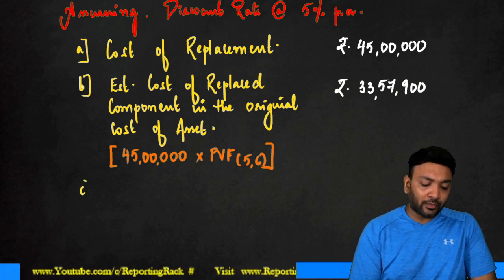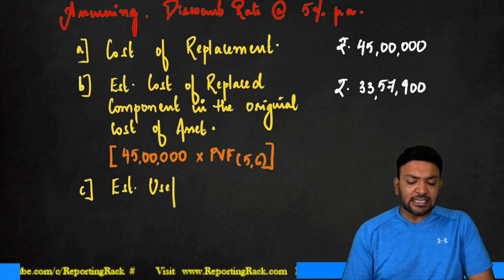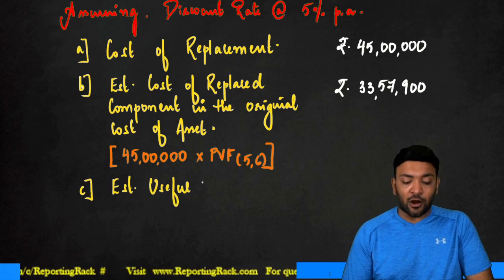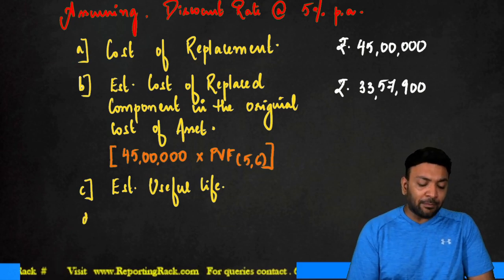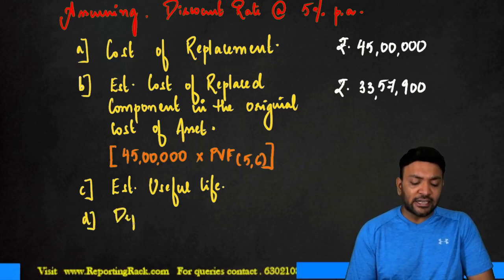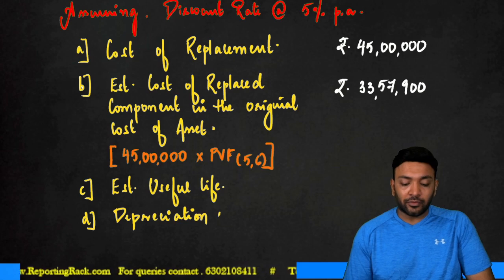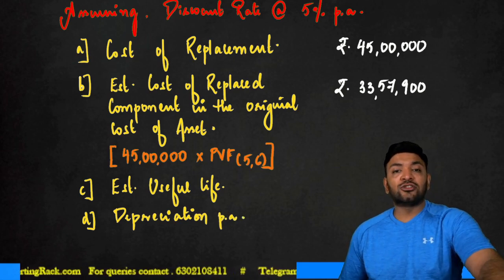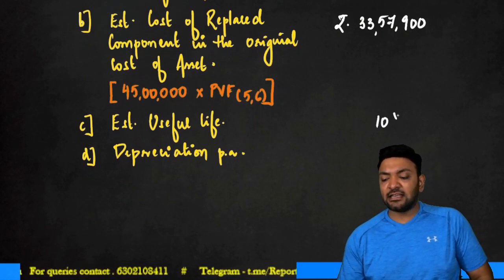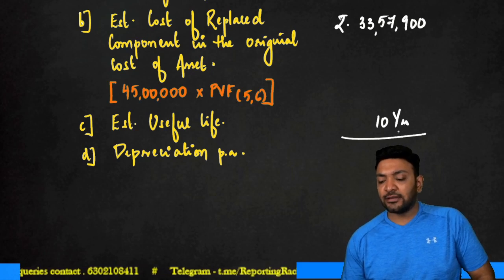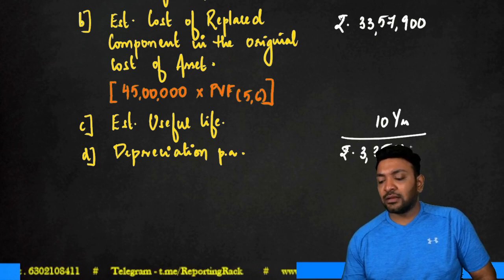But see, estimated useful life. Since I did not consider this turbine as a separate component, I'll have to take the estimated useful life similar to the asset, and based on which you calculate what is your depreciation charge per annum. There is no residual value also given to us. Useful life is 10 years. No residual value to this. So the amount of depreciation charged is 3,35,790.